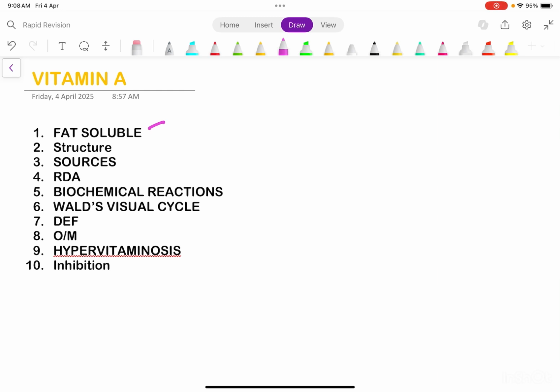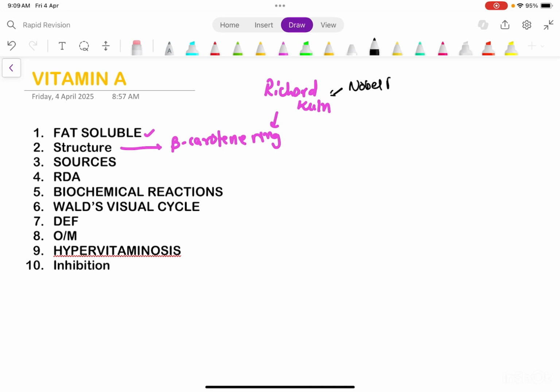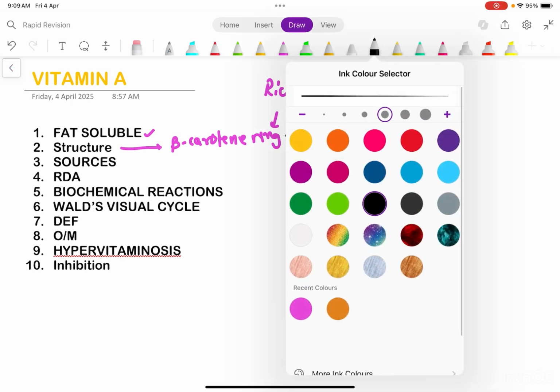In this video, I will be talking about vitamin A and the most important parts. So first of all, we should know that vitamin A is fat soluble. Then coming on to structure, it has a beta carotene ring, and with this you should know the name of Richard Kuhn. This person was given the Nobel Prize for discovering the structure. Now this is also called the beta ionone ring.